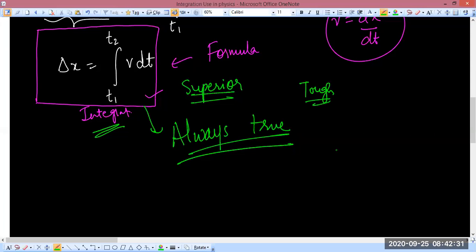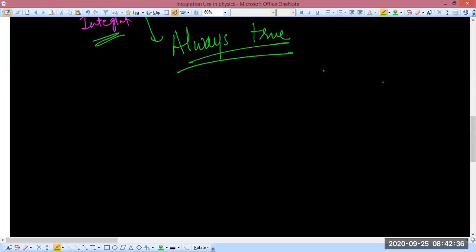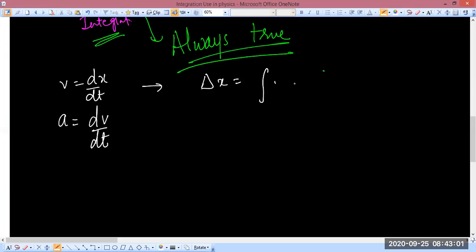Now, let's go to a similar relation. But this time it's about acceleration. I'm sure all of you understand this, right? So you see the similarities. We have v equal to dx by dt, and then from that we got delta x equal to the integration of v dt from t1 to t2. Agreed?